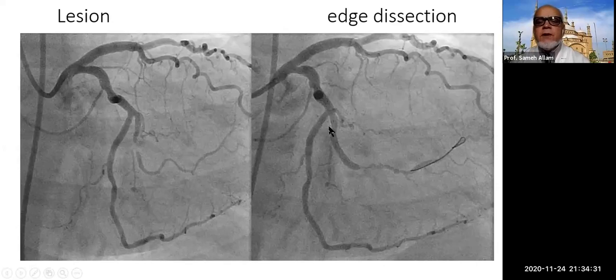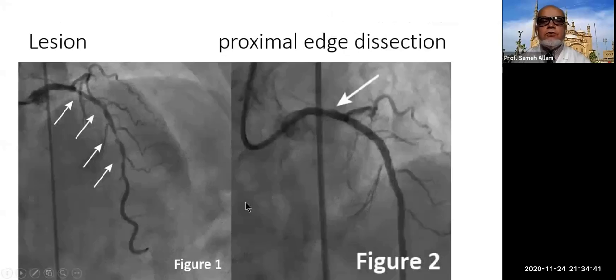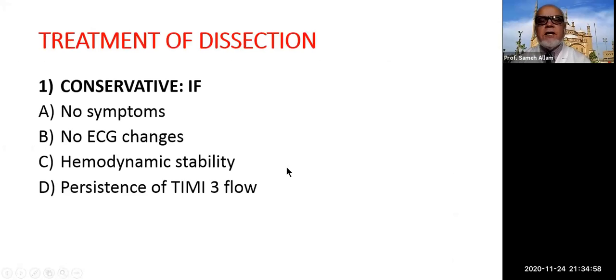Once the stent was placed, distal edge dissection occurs here, and the OM branch was totally occluded. And in this very badly diseased LAD, once the stent was placed, a proximal edge dissection occurs here, as can be noticed. If left untreated, it may cause thrombus formation and total occlusion of the dilated vessel.